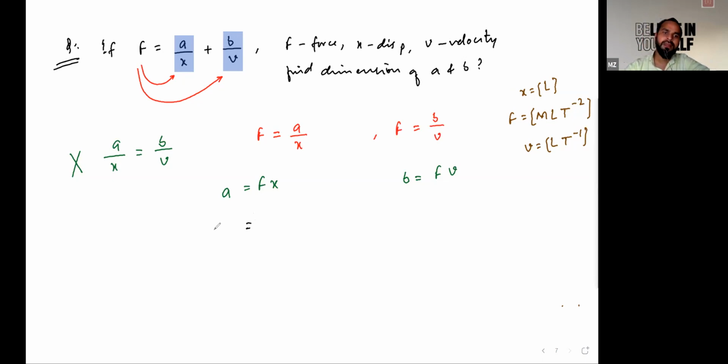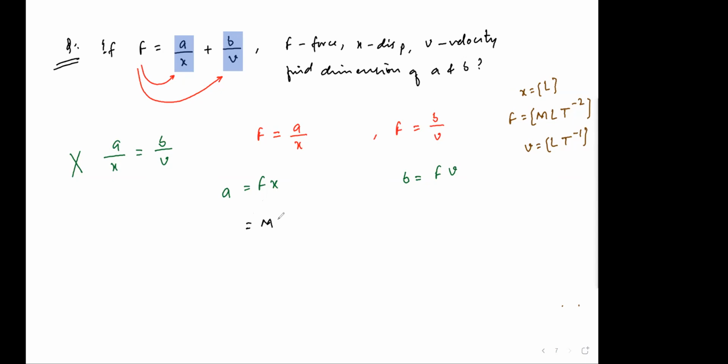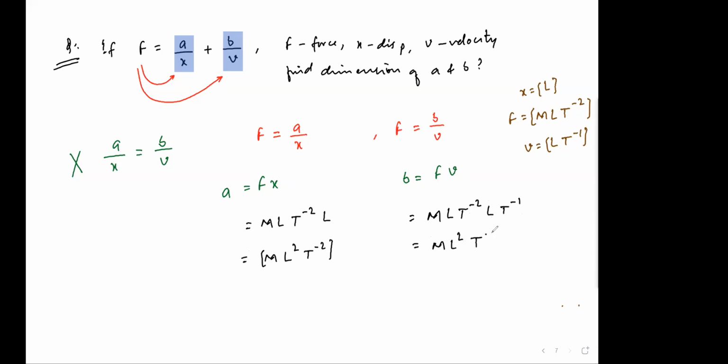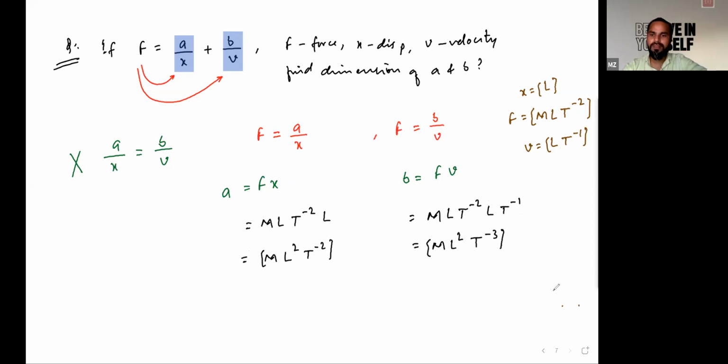Good, Mariam. F is force, so it would be mLt raised to the power minus 2, and x is nothing but length. So on solving, L and L, it will become L squared t raised to the power minus 2. For the next part, we have force, which is equal to mLt raised to the power minus 2, and V is velocity, which will be Lt raised to the power minus 1. So L and L on adding will become 2, and t raised to the power minus 3. Good.